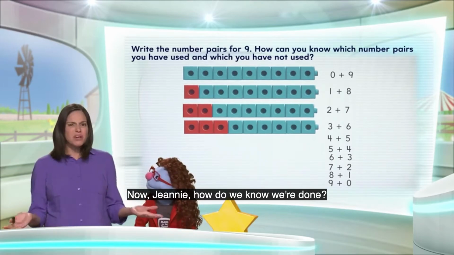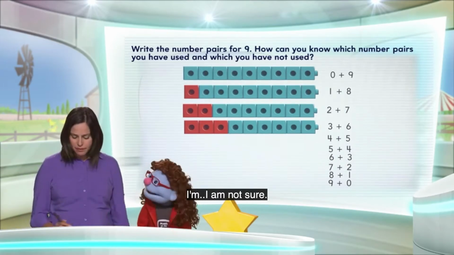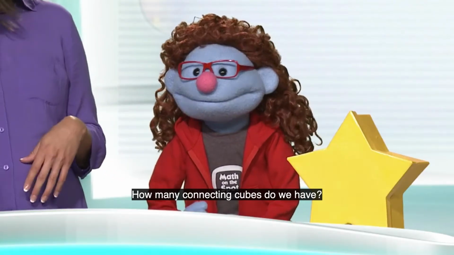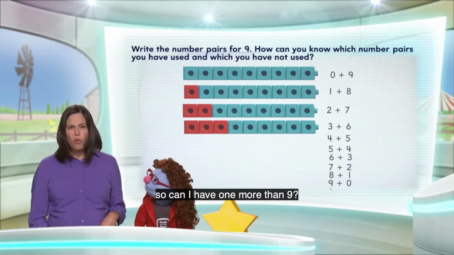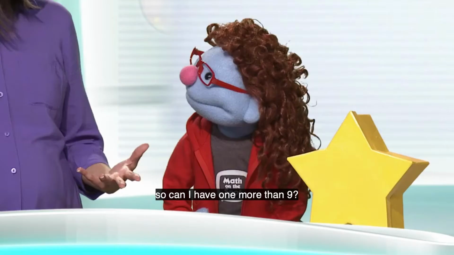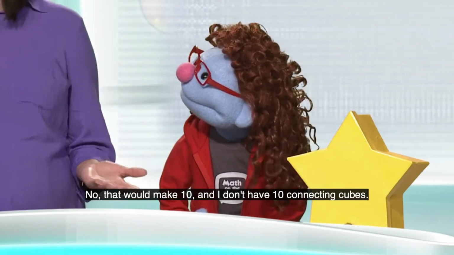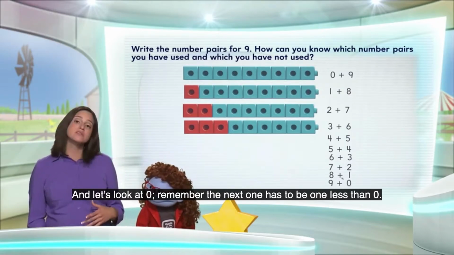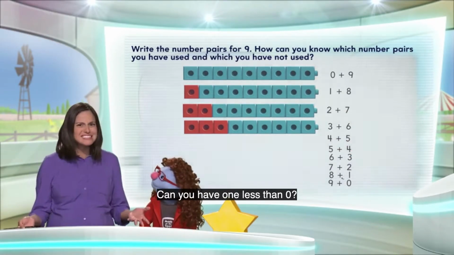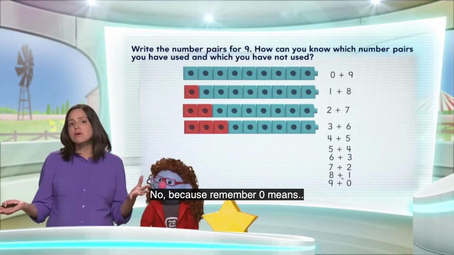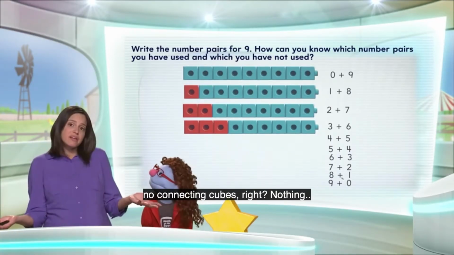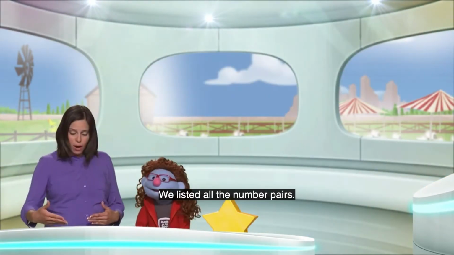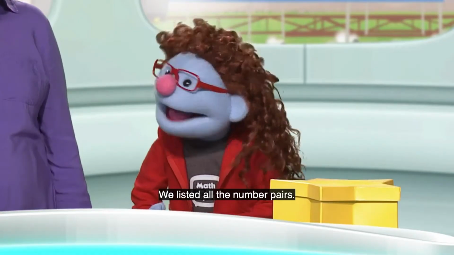Now, Jeannie, how do we know we're done? I'm not sure. Well, let's take a look at the numbers. How many connecting cubes do we have? 9. We only have 9. So can I have one more than 9? No, that would make 10, and I don't have 10 connecting cubes. And let's look at 0. Remember, the next one has to be one less than 0. Can you have one less than 0? No, you cannot, because remember, 0 means no connecting cubes. Nothing. And we're done. We listed all the number pairs.